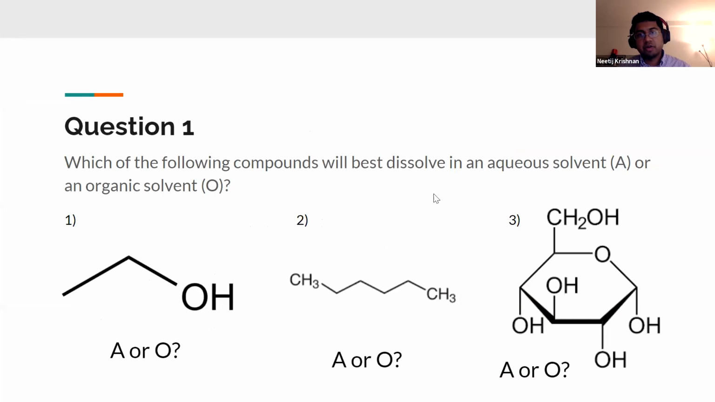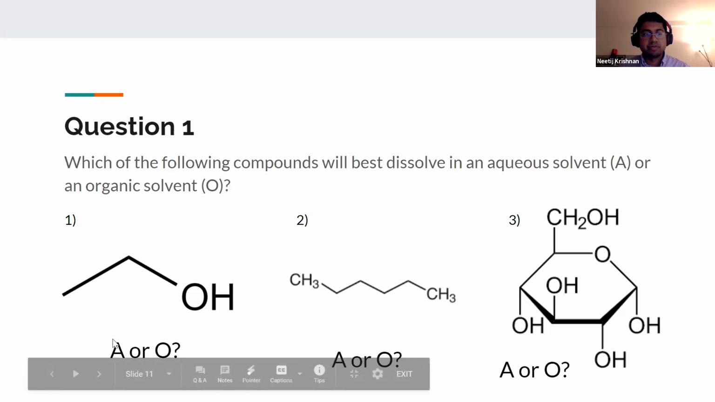Okay, let's do a short question. For each compound, will it dissolve in an aqueous solvent or an organic solvent? I'll give you a second to think about it. You can answer in the chat, like 1, 2, and 3. What do you think?